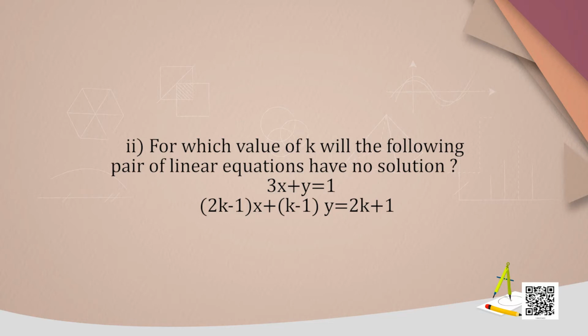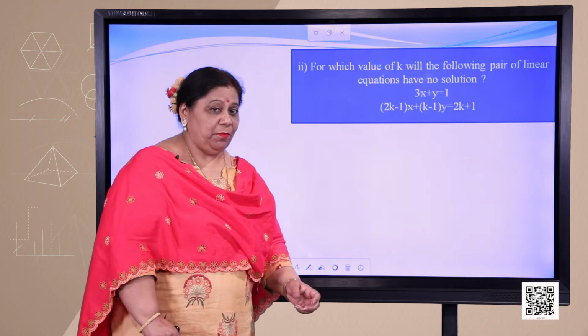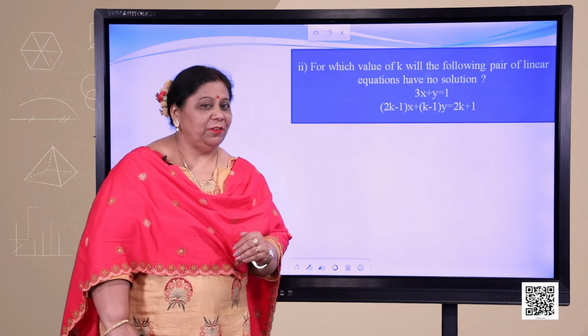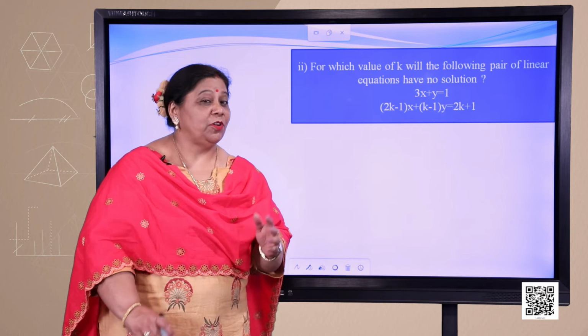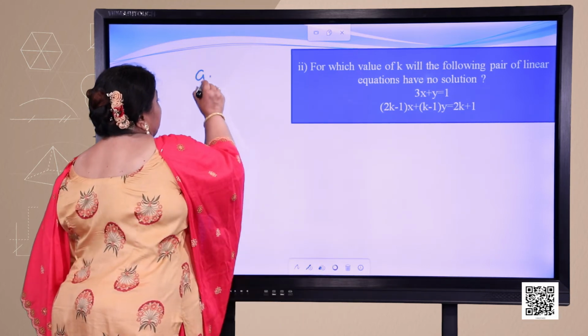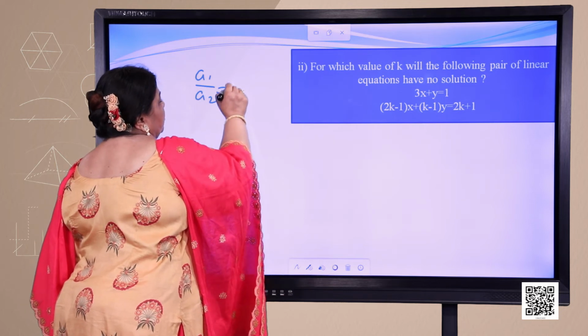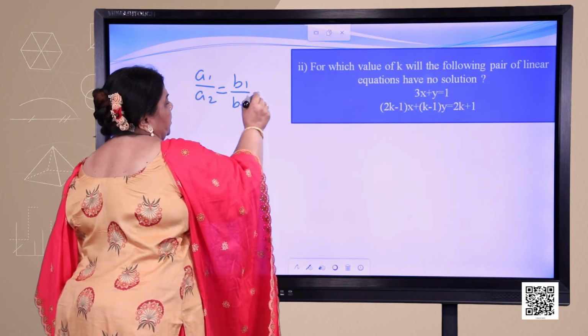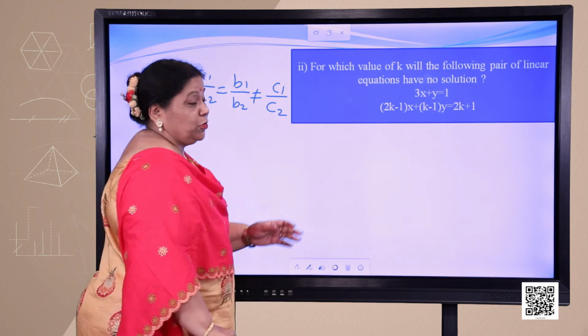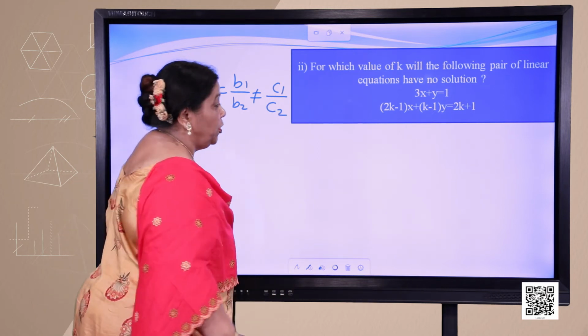So, students, let us see the next part. For which value of k will the following pair of linear equations have no solution? We remember the condition for no solution? Yes, you are right. A1 upon A2 is equal to B1 upon B2 is not equal to C1 upon C2. So, let us take that condition. Again, I am telling you these questions are very important from examination point of view.